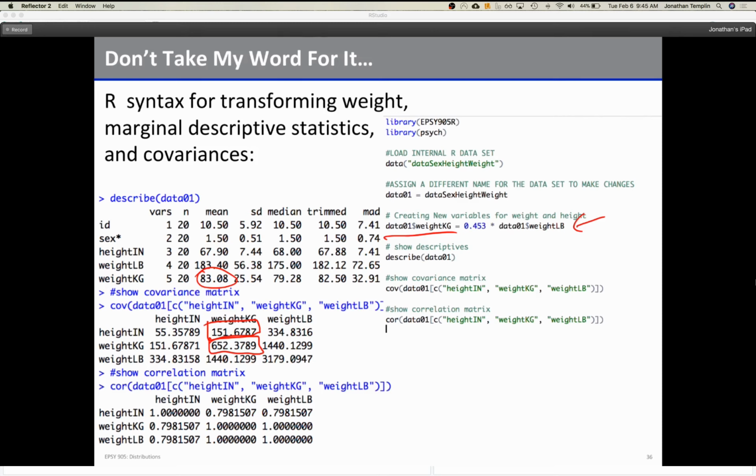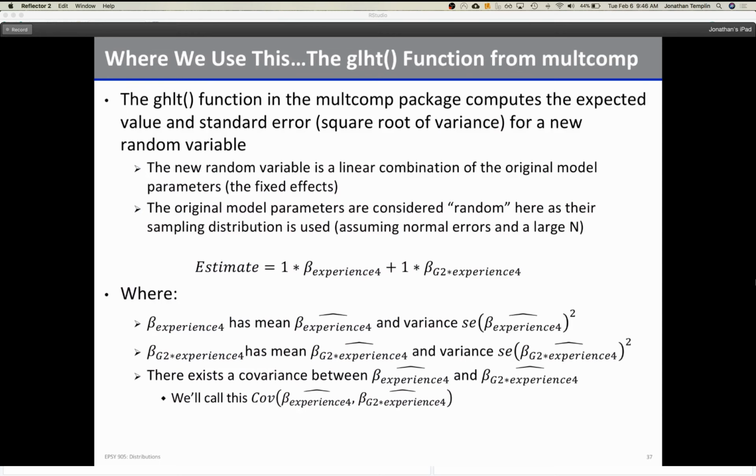But similarly, you'll note that the correlation is unchanged, because correlation doesn't have scale or units. So if we were to look at that, it doesn't change. And furthermore, with this linear combination, the new variable, weight in kilograms, has a correlation of 1 with the previous random variable. So where are we going to use this?